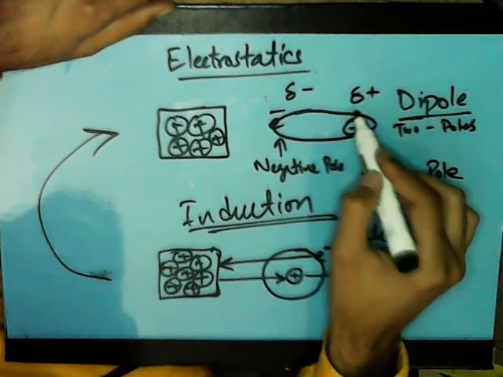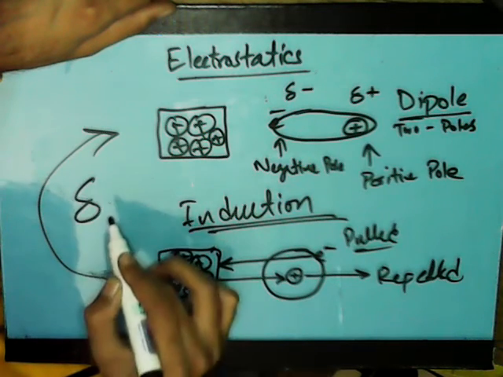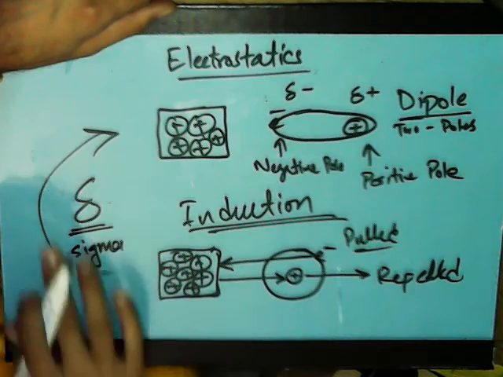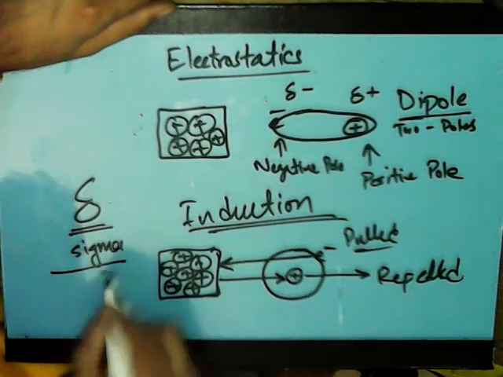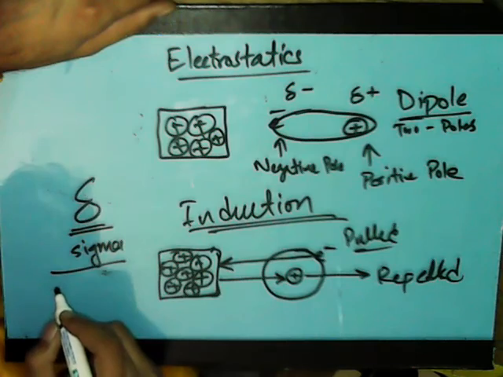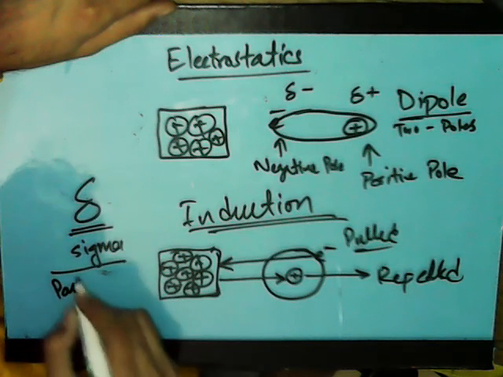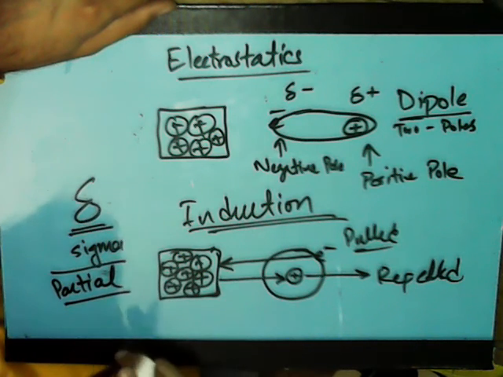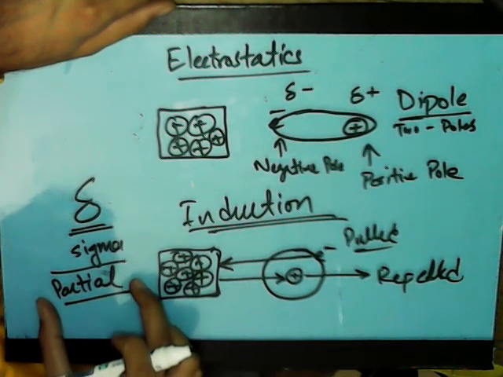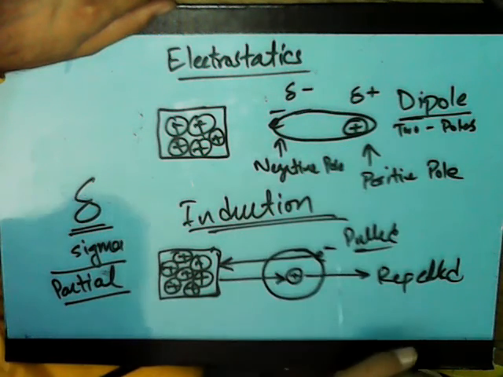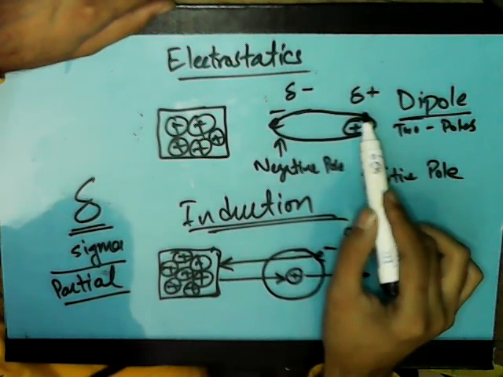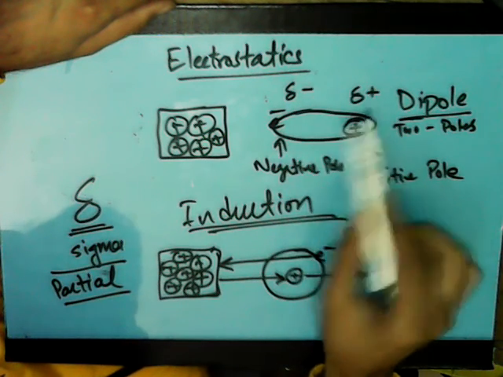This symbol which I have drawn is called sigma, and when you're talking about dipoles, this sigma symbol represents partial, something which is not complete. So this sigma is usually used in physics for partial when you're talking about charged particles, and hence we have sigma negative over here and sigma positive over here. That means a partially negative area and a partially positive area. So this is charge induction.